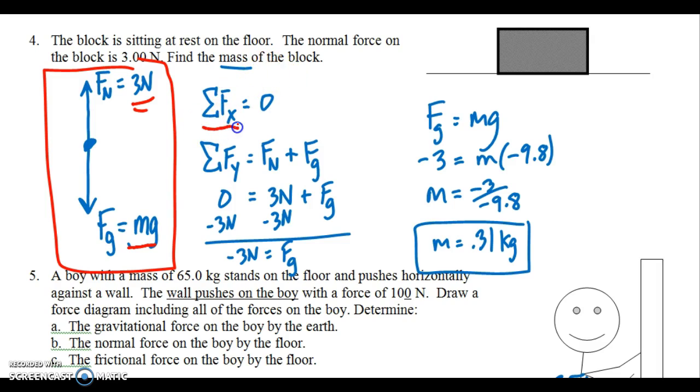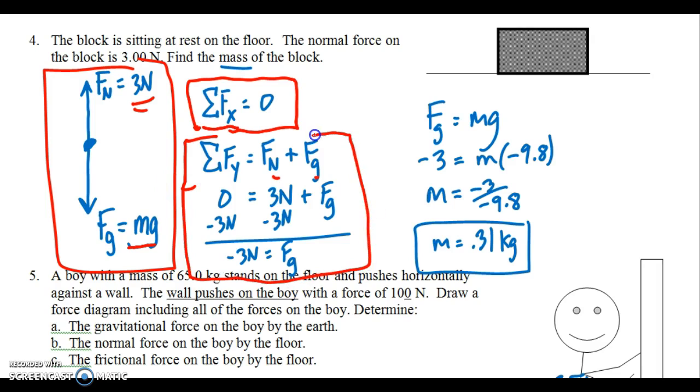First, the sum of the forces in X is 0 because there are no horizontal forces. So that's one set of net force equations, which is trivial. For Y, it's this right here. It's the normal force up plus the gravitational force down. And then we can actually fill in below. We know because the object isn't moving that the sum of the forces in Y total are 0.